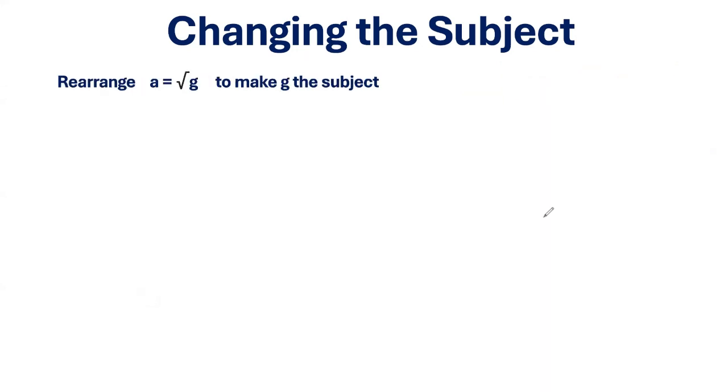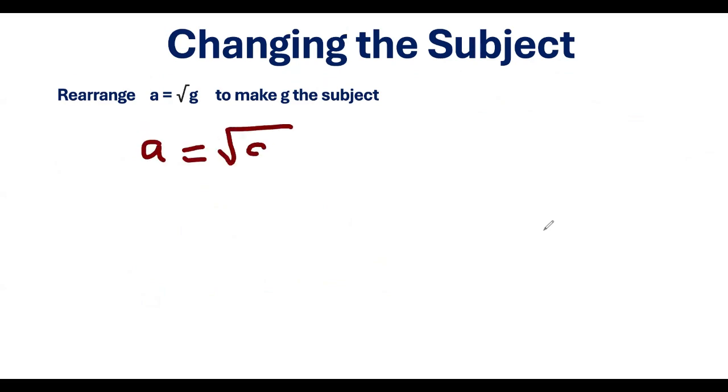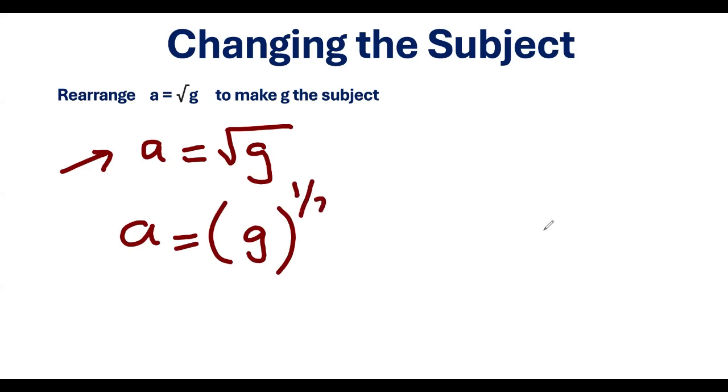Next question is, rearrange A is equal to root G to make G the subject. Let's start with this. How to make G the subject? A is equal to root G. Now A is the subject because A is on the left-hand side. So root means power half. So G to the power half. You have to make G the subject, so the sides are changed. G raised to the power half is equal to A.